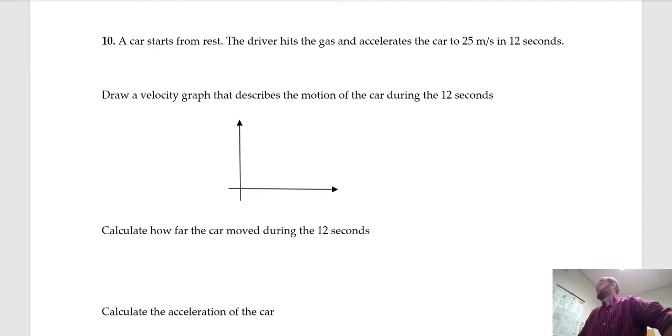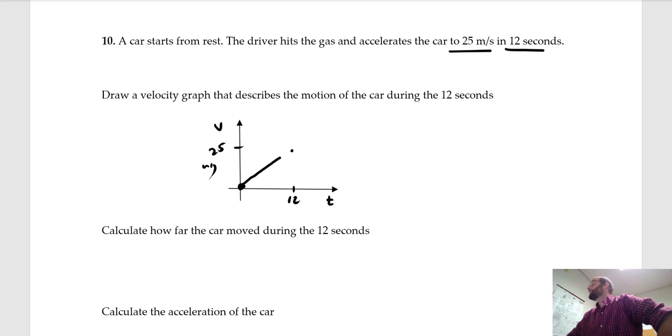Okay, number 10, let's see. A car starts from rest. The driver hits the gas and accelerates the car to 25 meters per second in 12 seconds. All right, so draw a velocity graph. Car starts from rest. So at t equals 0, velocity is 0. 12 seconds later, 25 meters per second. And we'll assume constant acceleration, which means connect them with a line.